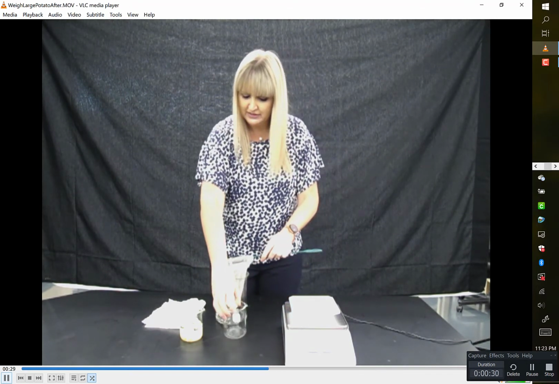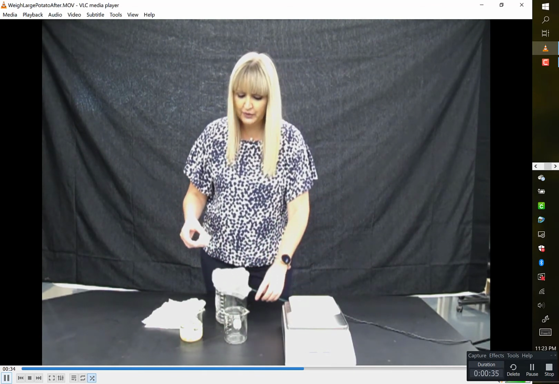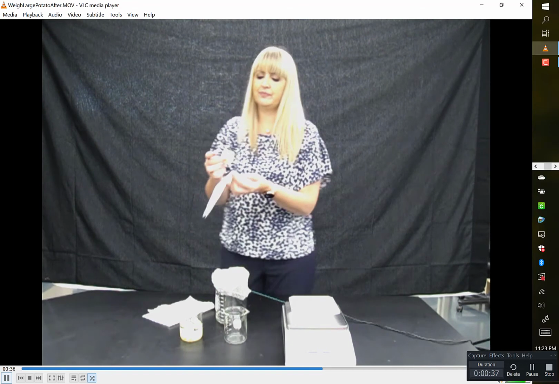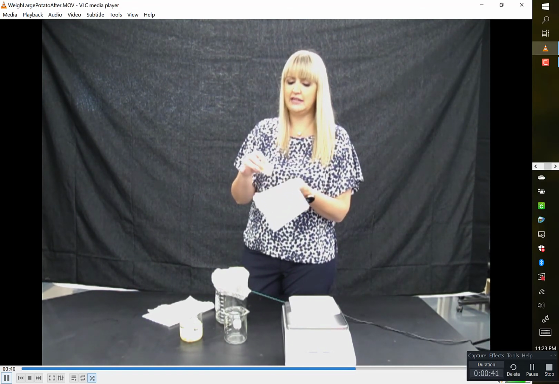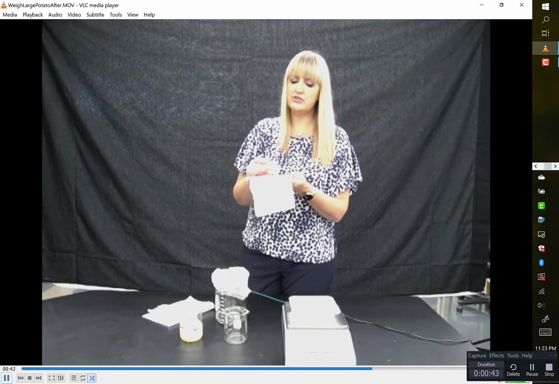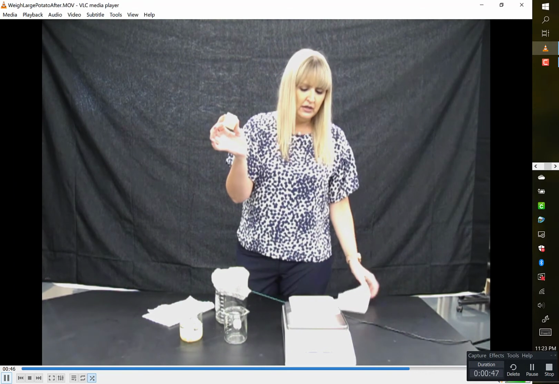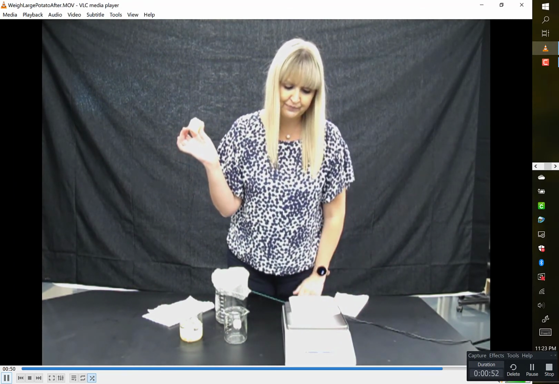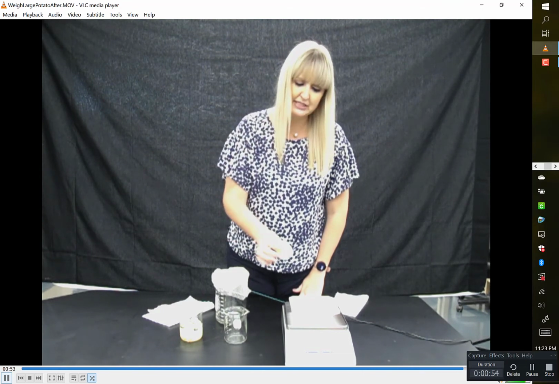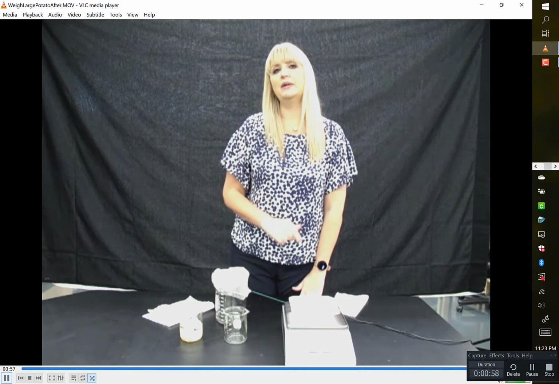Okay, so I have my potato, and I'm going to gently pat it just to get rid of any excess water that's on the outside. You don't want to pat too much or it's going to wick the water out. You just want to lightly pat it. My scale needs to be tared, so I'm going to push tare. And now I'm going to take my potato and place it on the scale, and then we're going to record the weight.